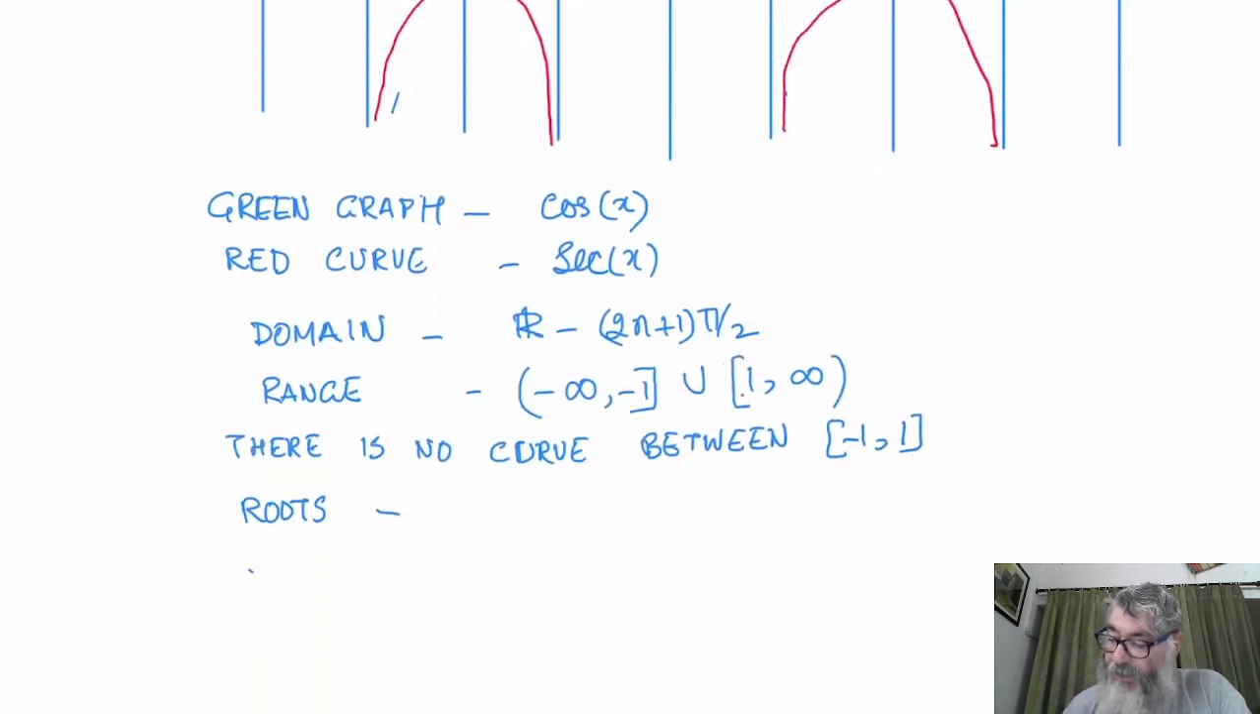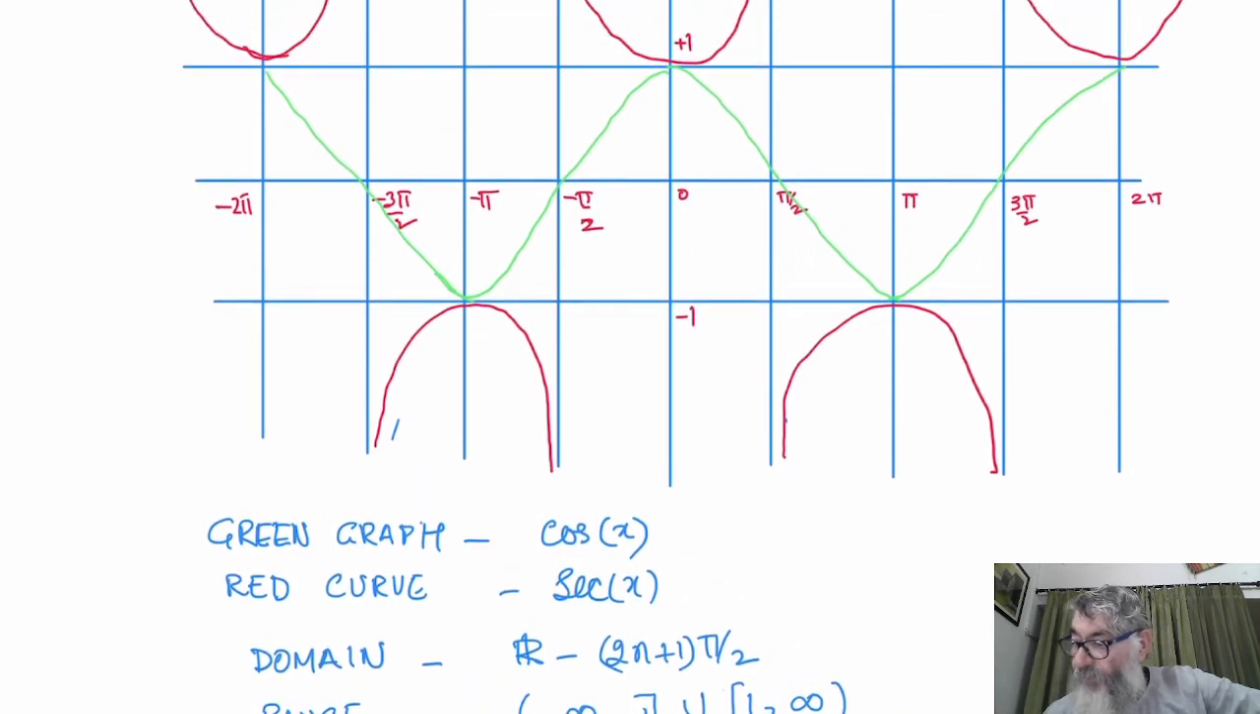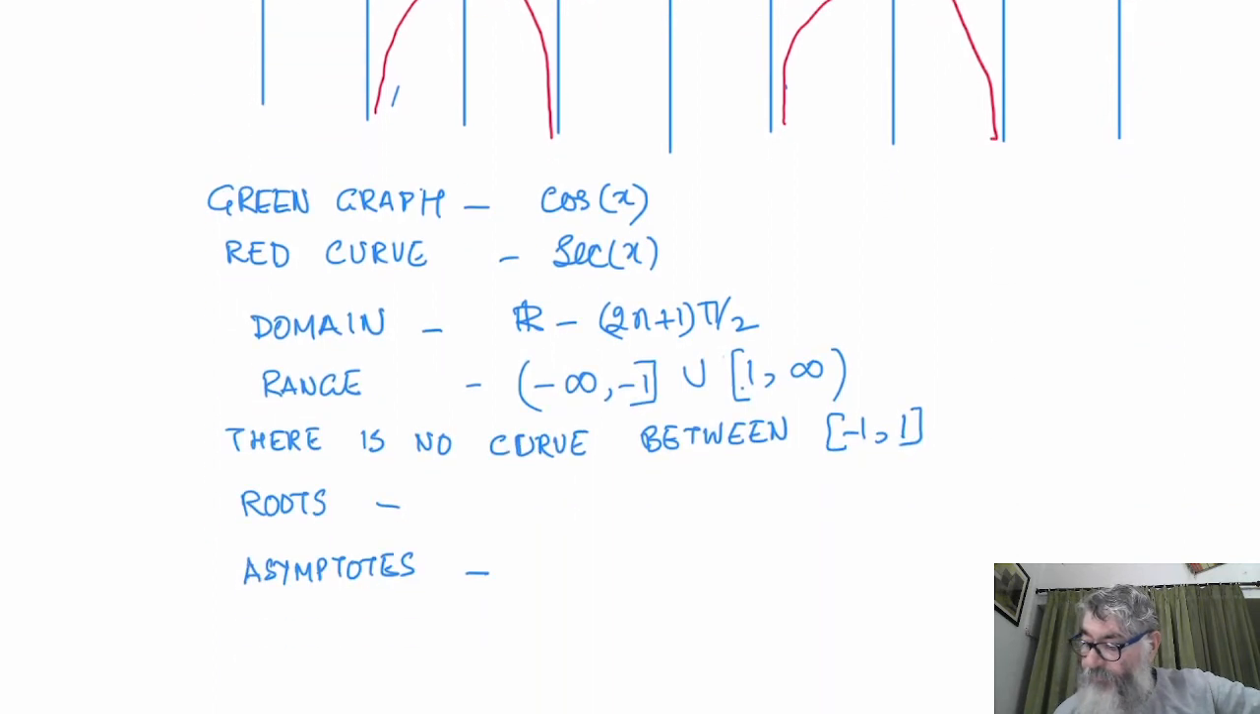Asymptotes are vertical lines. What are they? They are at odd multiples of pi by 2, where the curve is not touching those lines. So it will be x is equal to (2n plus 1) pi by 2. It is periodic, yes.